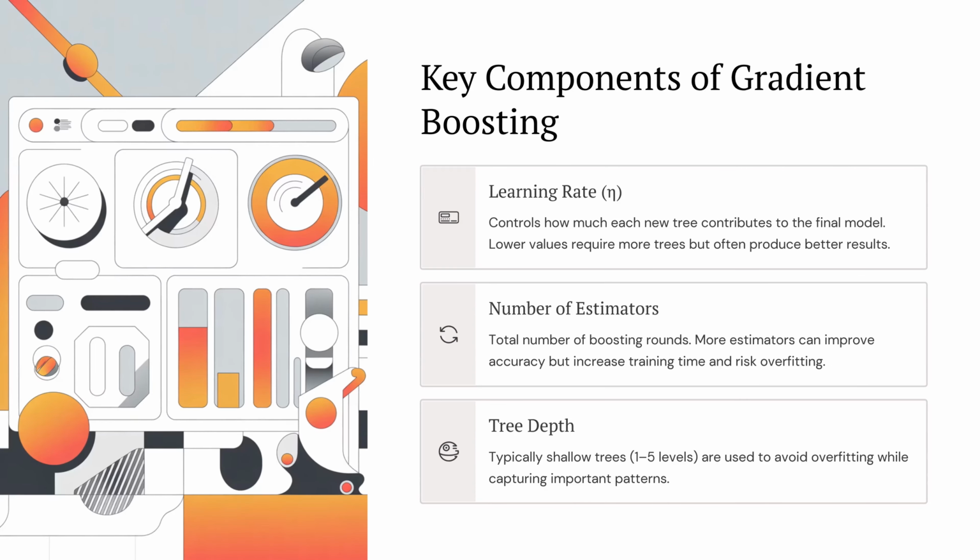Gradient boosting has three key parts. The learning rate controls how much each new tree improves the model. The number of estimators decides how many trees are built, and tree depth balances accuracy and overfitting by keeping trees shallow.